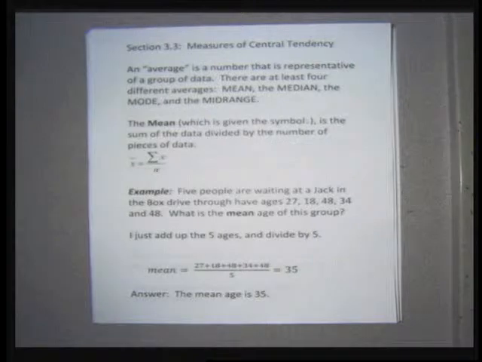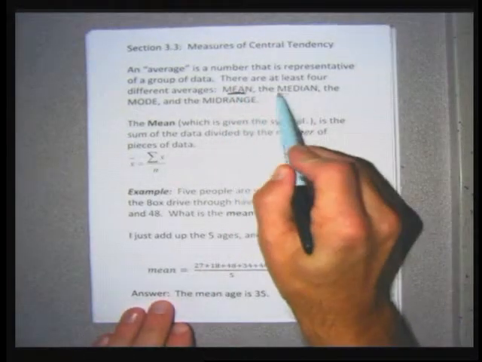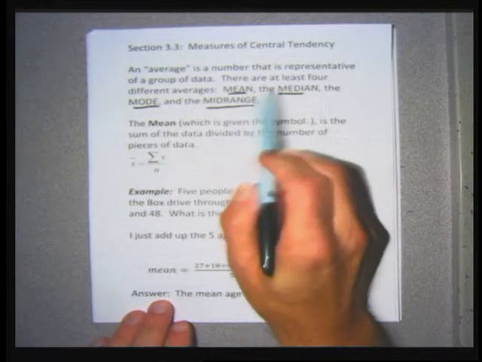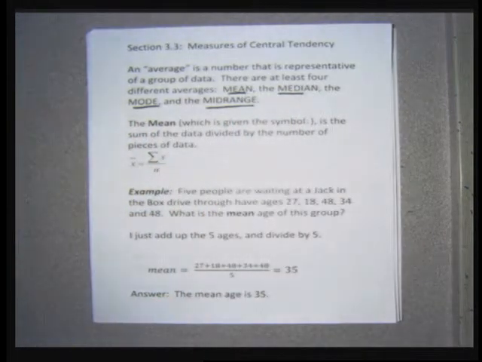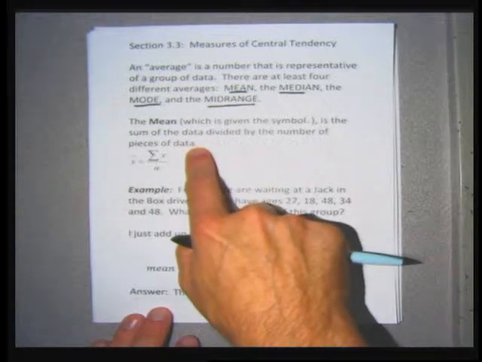This is a section on averages, which I call measures of central tendency. And there's 4 kinds of averages that we're going to study in this section, and you might be familiar with all of them. You'll definitely be familiar with 1 or 2 of them. We're going to study mean, median, mode, and mid-range. And mean is probably the most common average, and it's just the sum of all the data that's given divided by the number of data pieces.